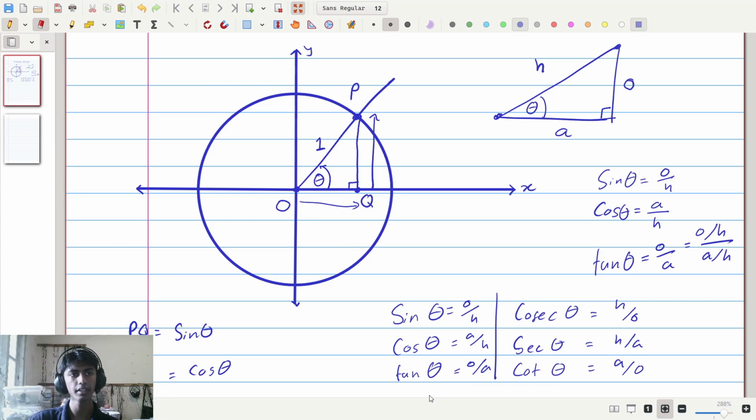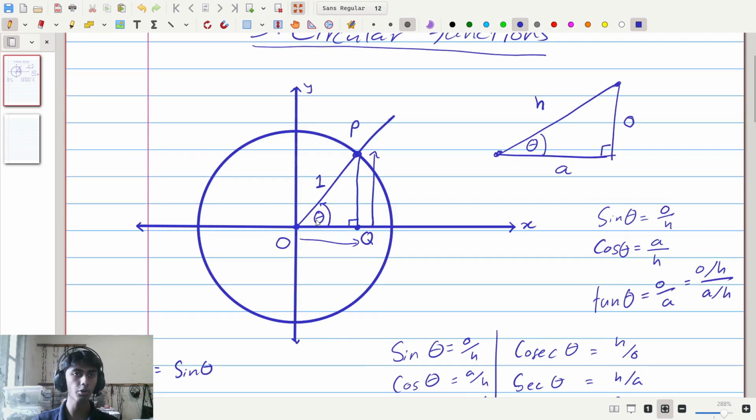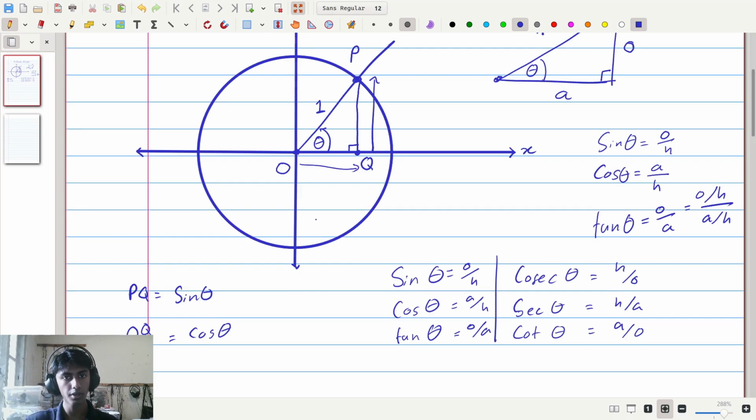Now recall what I said, that the coordinates of P can be found by the x distance you have to travel and the y distance you have to travel from the origin to get to P. So in order to get to P, we need to travel OQ distance horizontally and QP distance vertically. That means that the coordinates of P are the x distance traveled, which is cos theta, comma the y distance traveled, which is sine theta. So this point P is cos theta, which is the abscissa, comma sine theta, which is the ordinate. This is the equation for the coordinates of the point P.